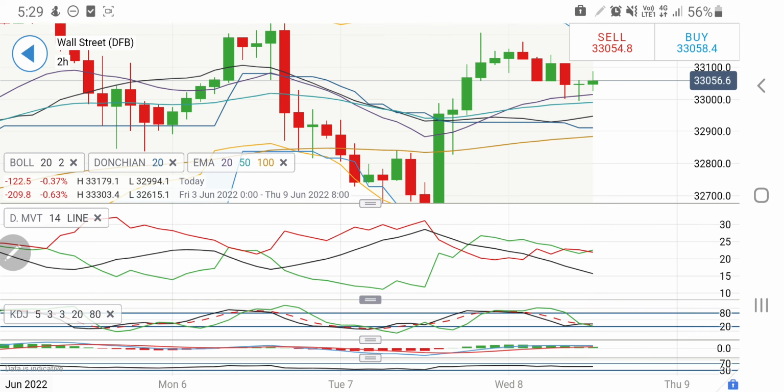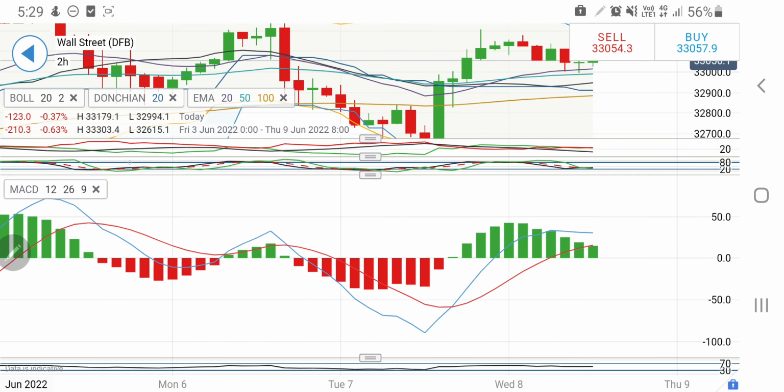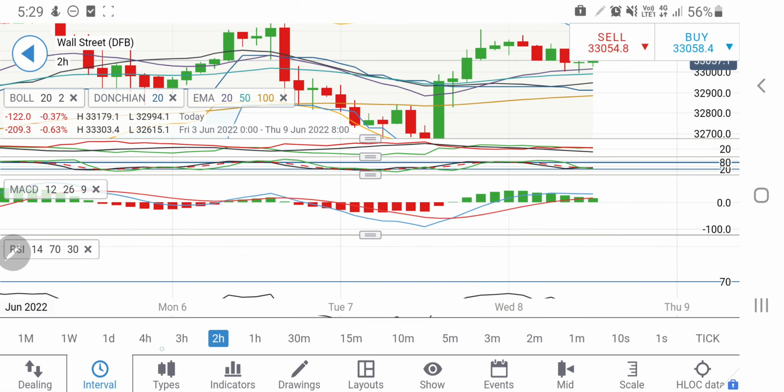The directional movement has crossed over for a bullish move. It is divergent. The stochastic is near the bottom, looking upwards. The MACD is trying to converge. It was bullish till now. It is trying to converge a little. The RSI is trading flat.